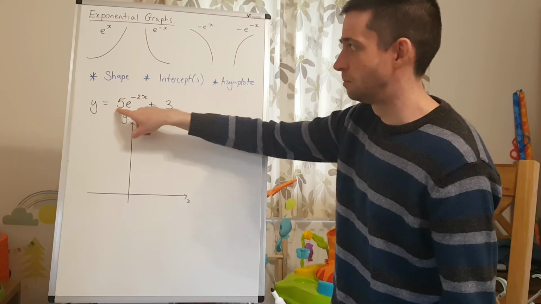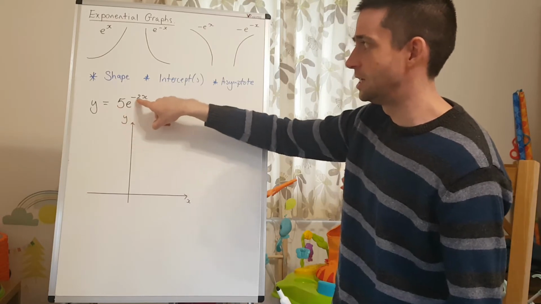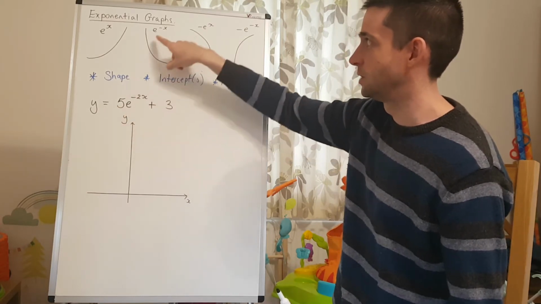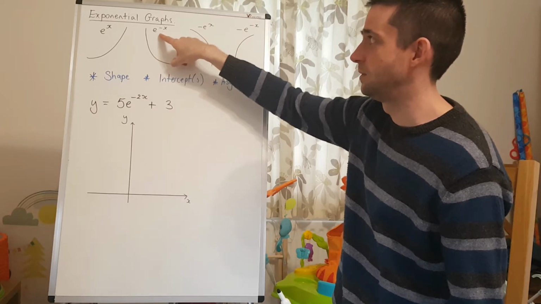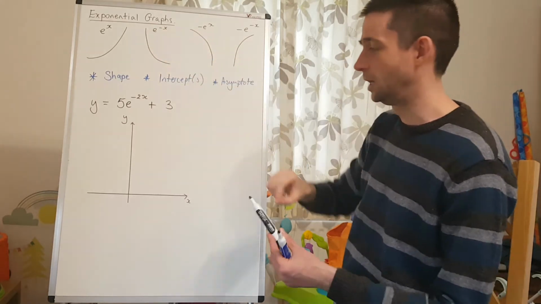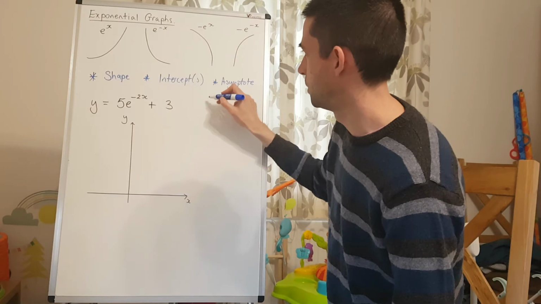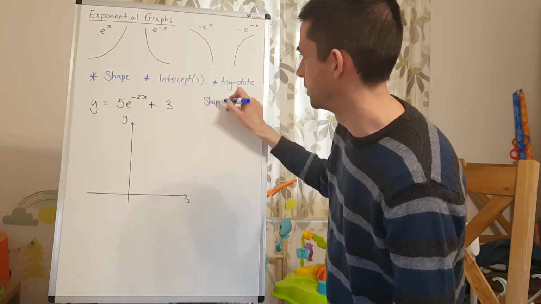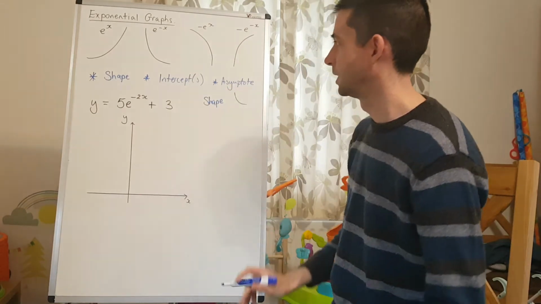We've got positive 5, e to the negative 2x. So it's going to be one of these, an e to the negative x shape. So it's going to end up looking like that. So straight away we can identify that the shape we're expecting to see is looking like that.